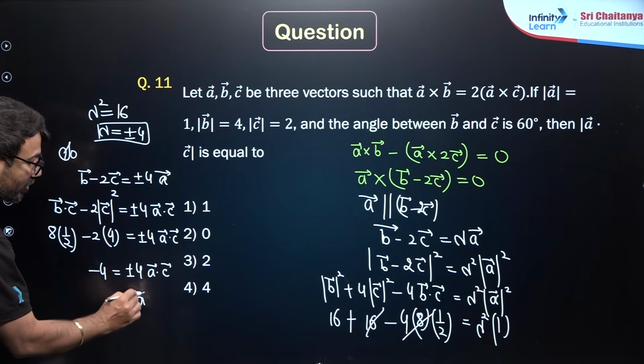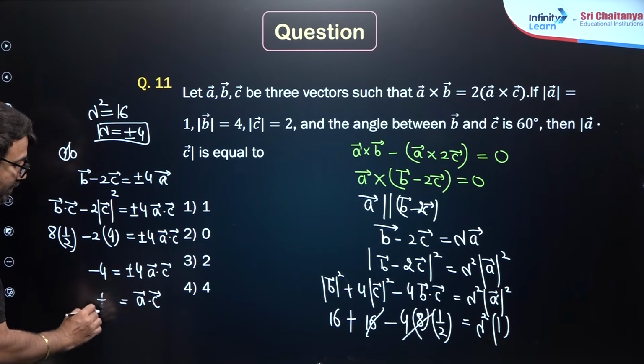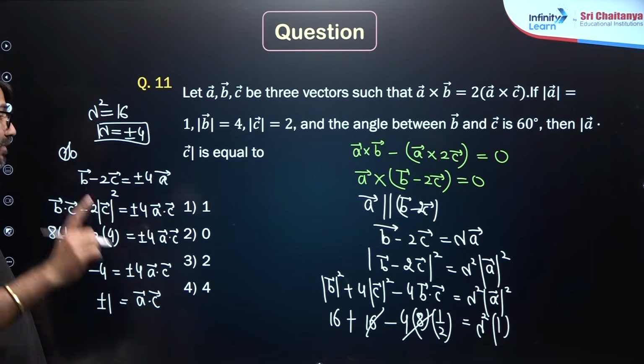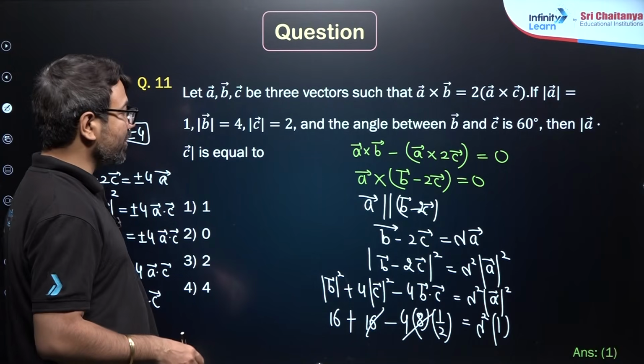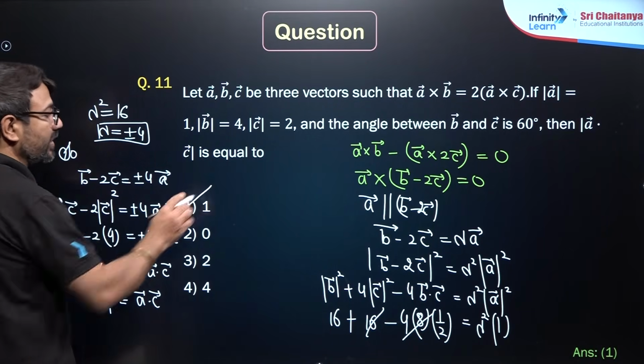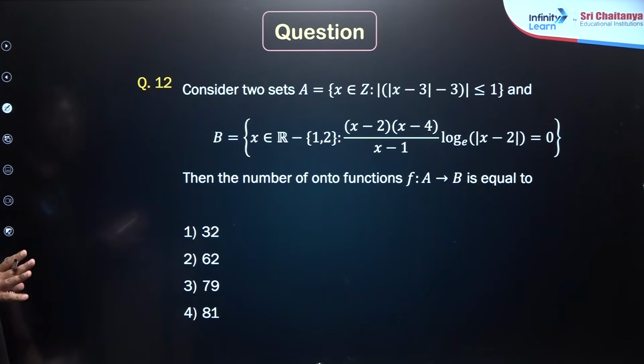If you ask me A dot C value, I will tell you that is plus minus 1. If you ask me modulus, I'll say plus 1. So the answer to this question, my dear students, will be the first option, that is plus 1. I hope you are able to understand.